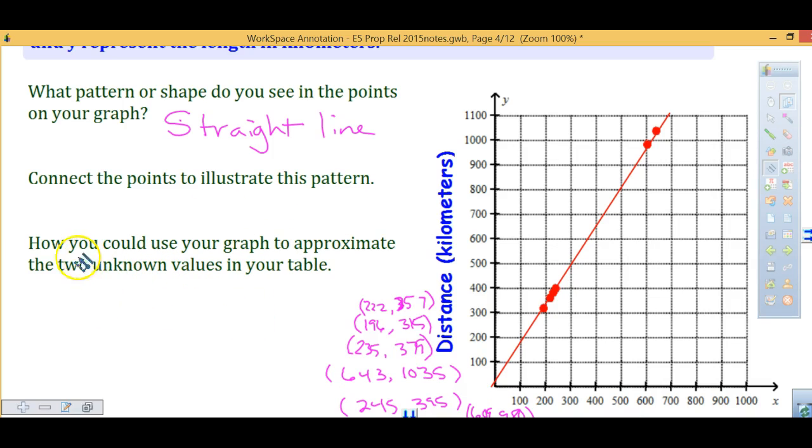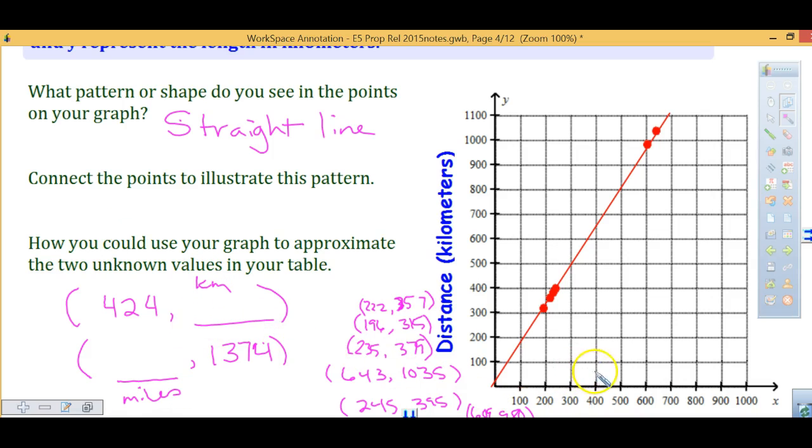Now it asks, how could we use a graph to approximate our two unknown distances? Remember, our two unknown distances were: we know that we are going 424 miles, and we're trying to find the kilometers. And we also know that we went 1,374 kilometers, and we're trying to find our miles. So this was our miles, here was our kilometers.